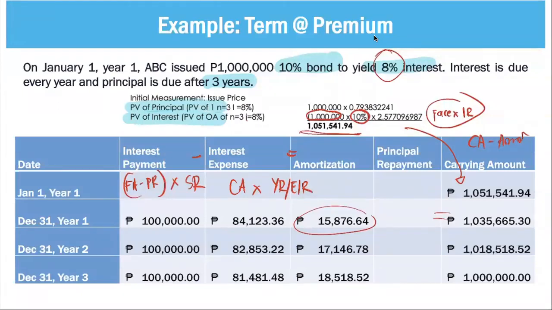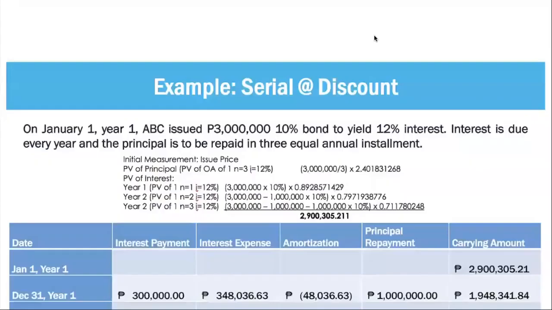Do it again here, 100,000 less 82,853.22 will give you 17,146.78. Therefore, 1,035,665.30 less 17,146.78, we have 1,018,518.52.